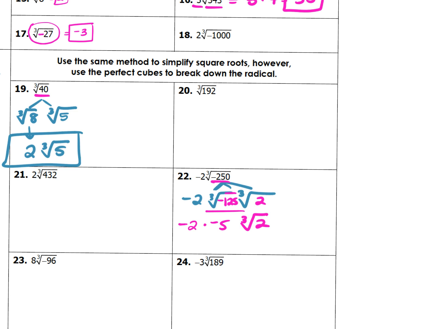Negative 2 times negative 5 times the cube root of 2, okay? This becomes what? 10. A positive 10. So this is 10 times the cube root of 2, and that's as far as you can go with it. You can't take the cube root of 2, so you just leave it like that. Again, if you're not sure on these, plug this into your calculator and then plug this into your calculator, and they should be the same thing. Okay? Questions on that? Okay.